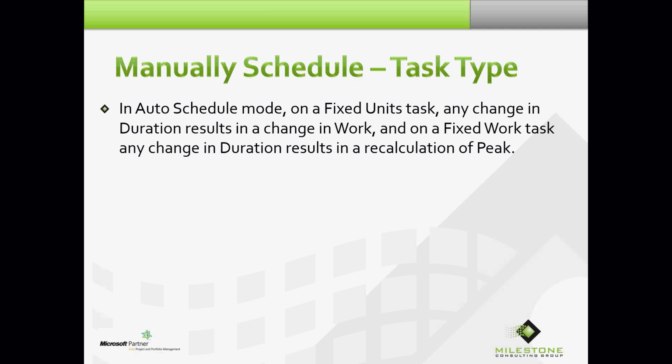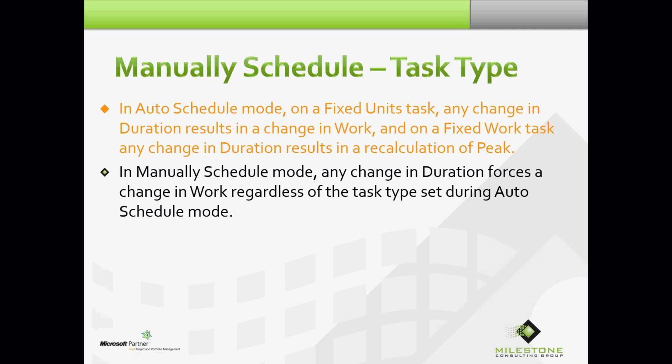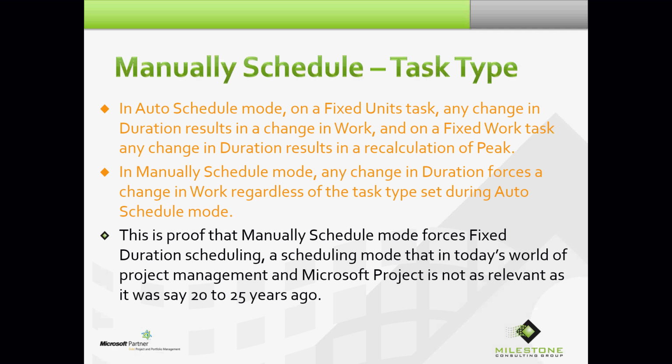In auto-scheduled mode, on a fixed units task, any change in duration results in a change in work, and on a fixed work task, any change in duration results in a recalculation of peak. In manually scheduled mode, any change in duration forces a change in work regardless of the task type set during auto-scheduled mode. This is proof that manually scheduled mode forces fixed duration scheduling, a scheduling mode that in today's world of project management and Microsoft Project is not nearly as relevant as it was, say, 20 to 25 years ago.